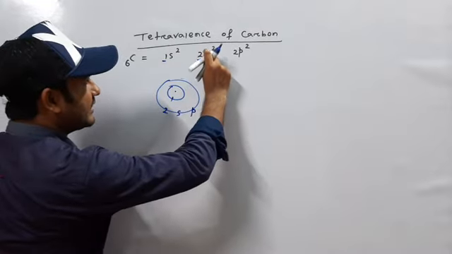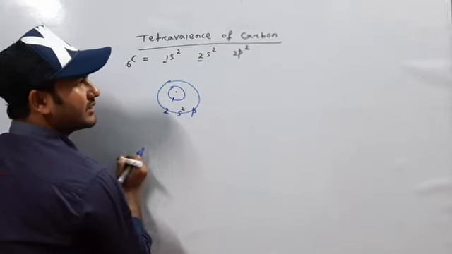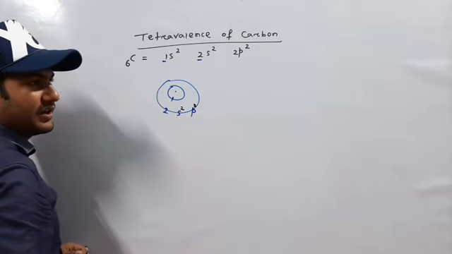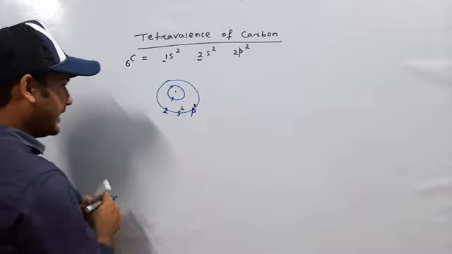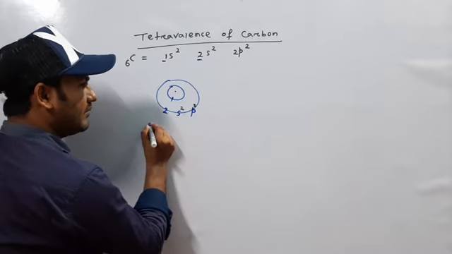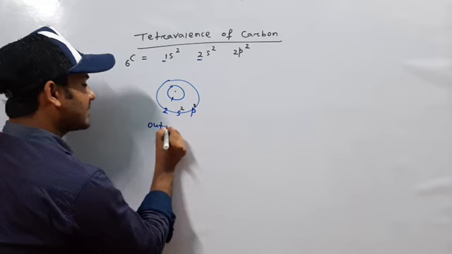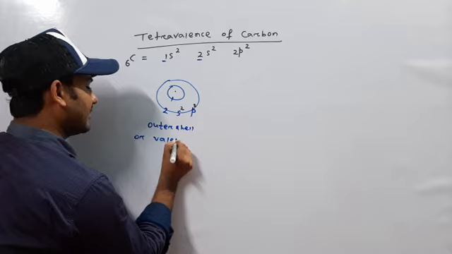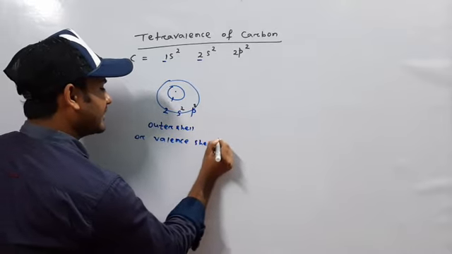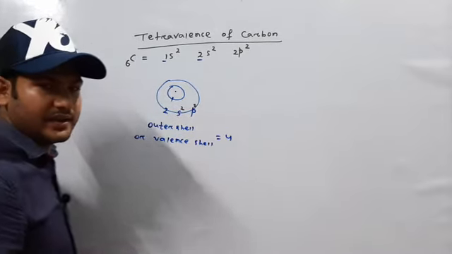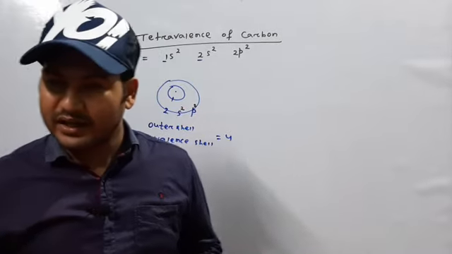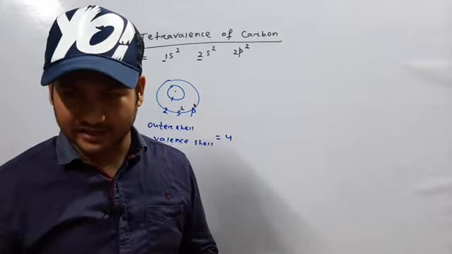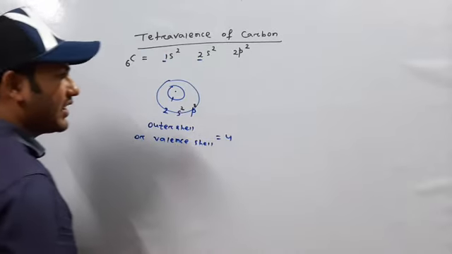In the second shell there are two subshells, s and p. In the s subshell carbon has 2 electrons. In the p subshell carbon has 2 electrons. Total number of electrons in the outer shell, or valence shell, is equal to 4. Hence, it requires 4 other electrons to complete its octet.